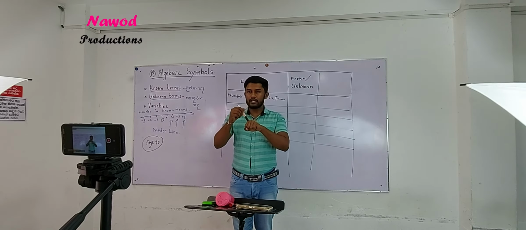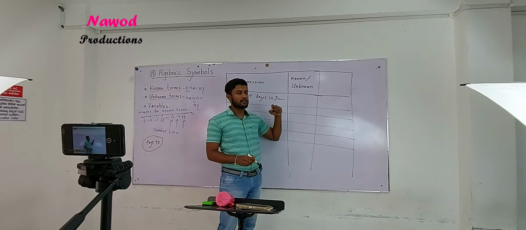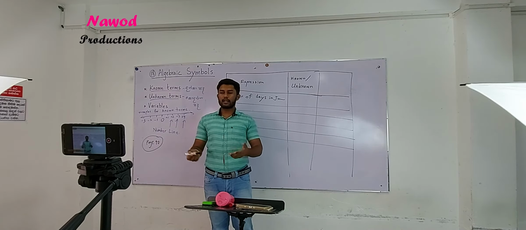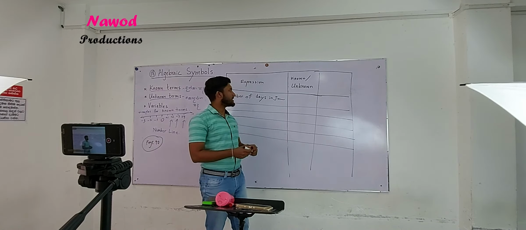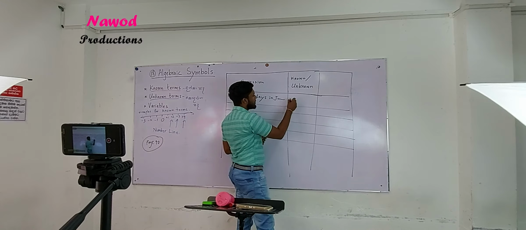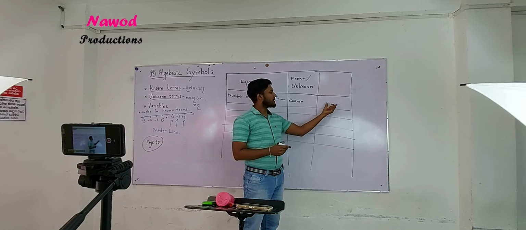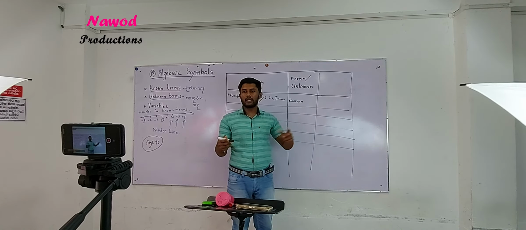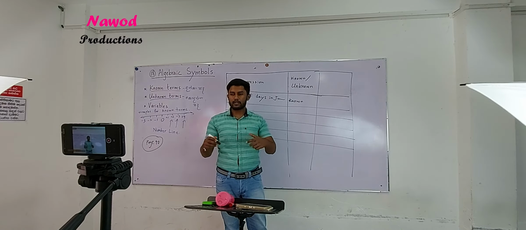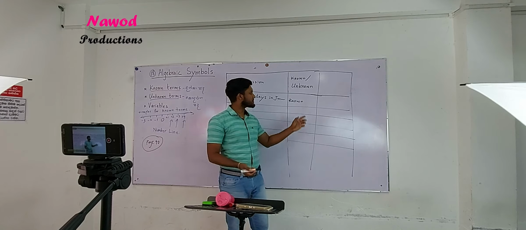Then, the number of days in January, known or unknown? Is it a known term or an unknown term, children? Known term. That means it is known, right? Then we can write the known value or else the unknown. If it is an unknown term, we use unknown symbols. If it is a known term, we write that known value.